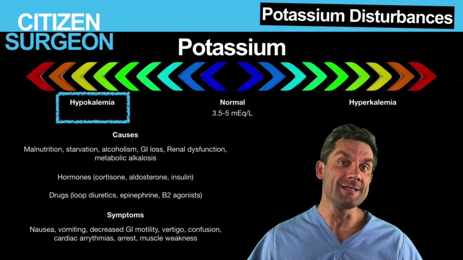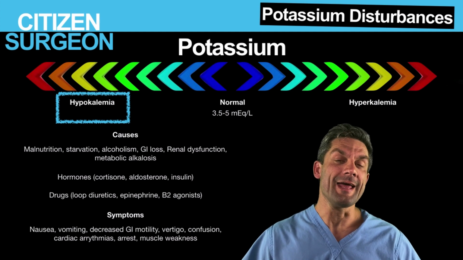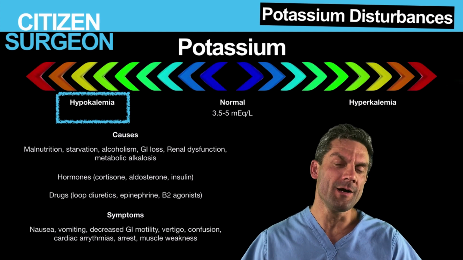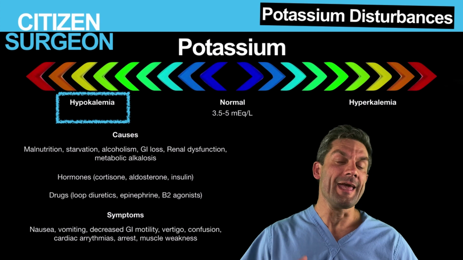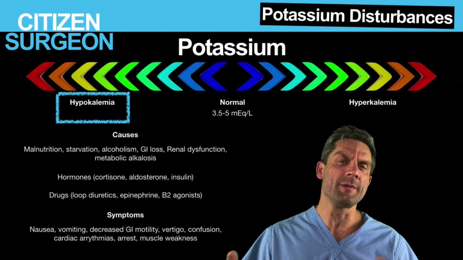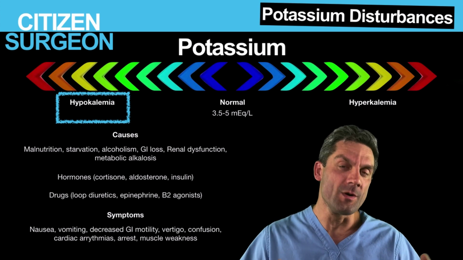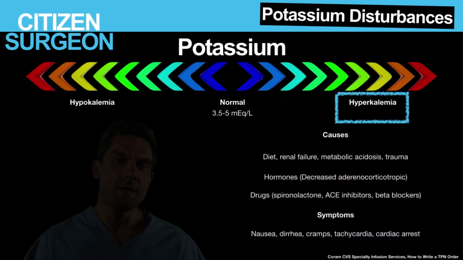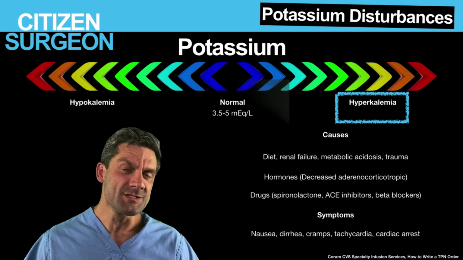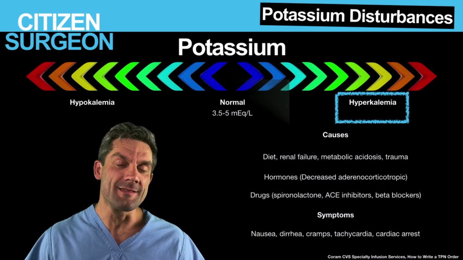What are the symptoms? So nausea, vomiting, and of course, our cardiac arrhythmias. So how do you replace this? We usually replace this at about 10 milliequivalents per hour if you have peripheral access. And if you have central access, you don't want to be giving more than 30 to 40 milliequivalents per hour.